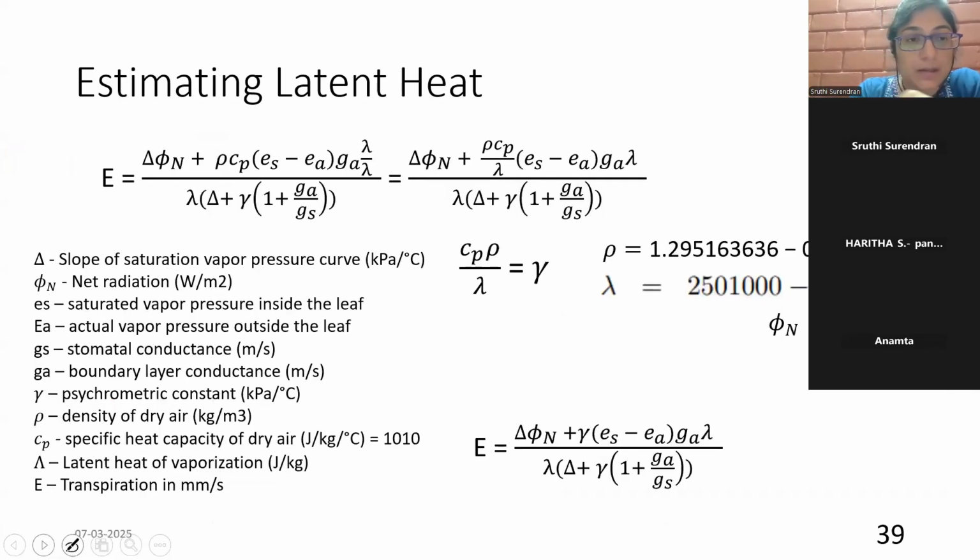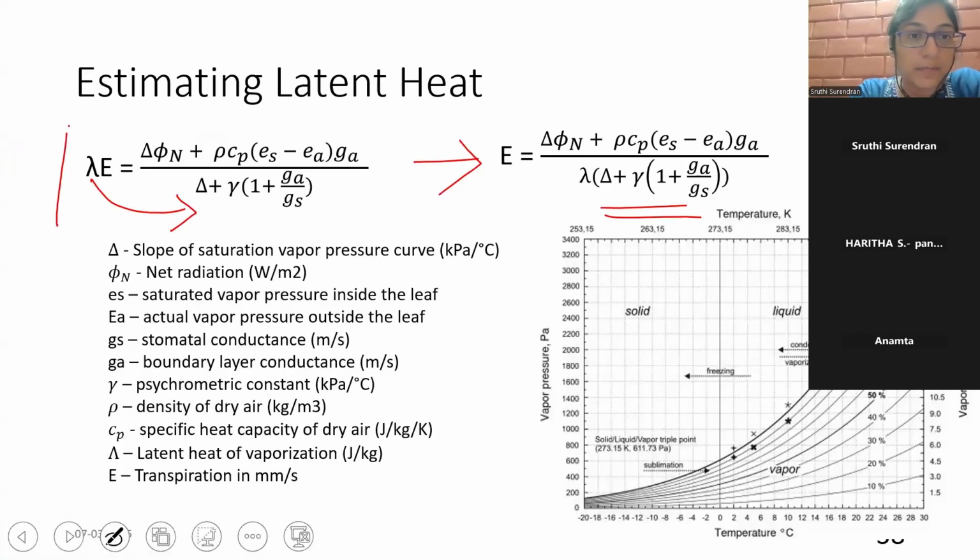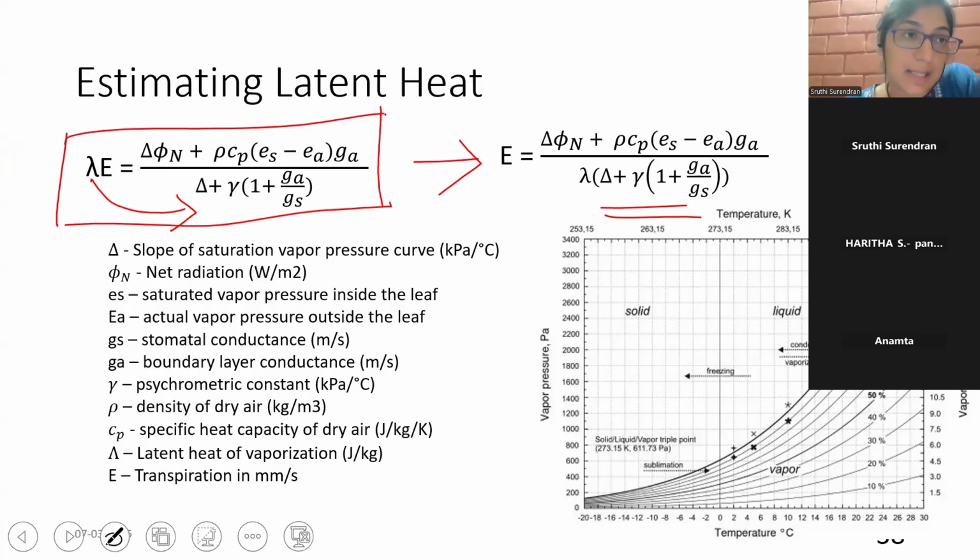Now, again, some changes are required in this equation. This is the general Penman-Monteith equation. The Penman-Monteith equation is giving us the latent heat flux in watt per meter square. But in order to calculate the transpiration rate, we have to convert this latent heat flux into transpiration rate. We have to take this latent heat of vaporization to the denominator.